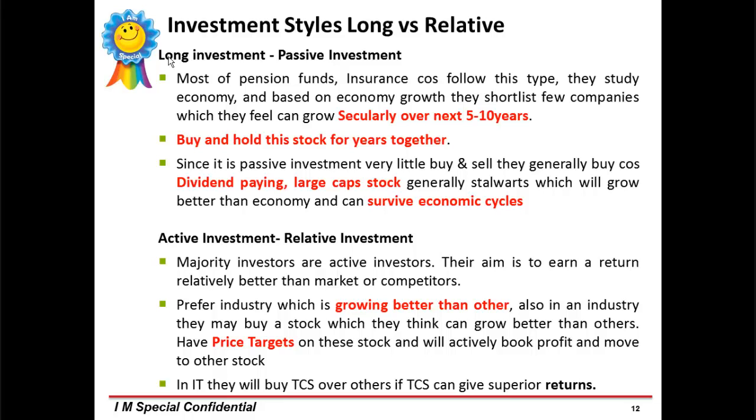They just buy and hold these stocks for years together. Since it is passive investment, they do very little buying and selling. They generally buy companies which pay dividend, which are large cap stocks, generally stalwarts, which will grow better than the economy and can survive economic cycles. Key is surviving economic cycles and dividend paying. Since they don't trade, they can't make money on a regular basis. So the key is dividend paying.